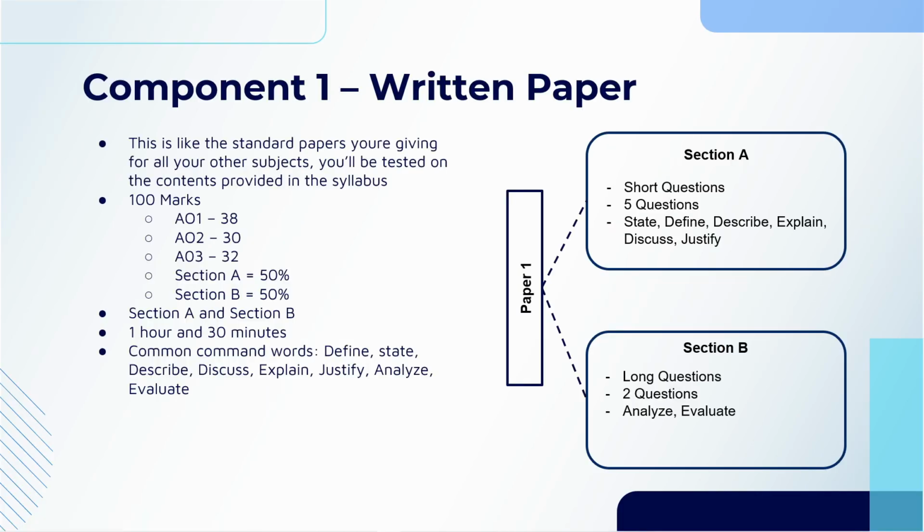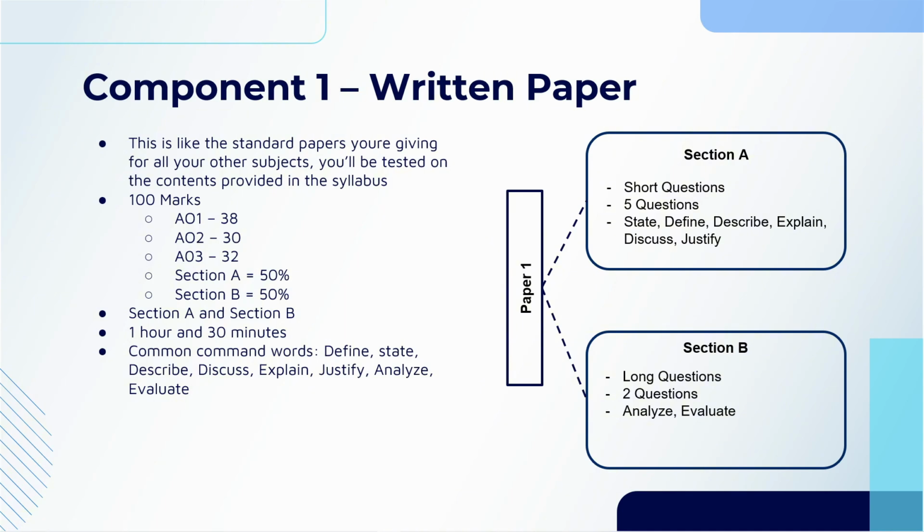The first component is the written paper. This is similar to the standard papers you're given for all your other subjects. You'll be tested on the contents provided in the syllabus and it is worth 100 marks. Let me break down those marks. Section A is 50 marks and Section B of that paper is 50 marks. Section A are shorter questions that are mainly testing AO1 and AO2.